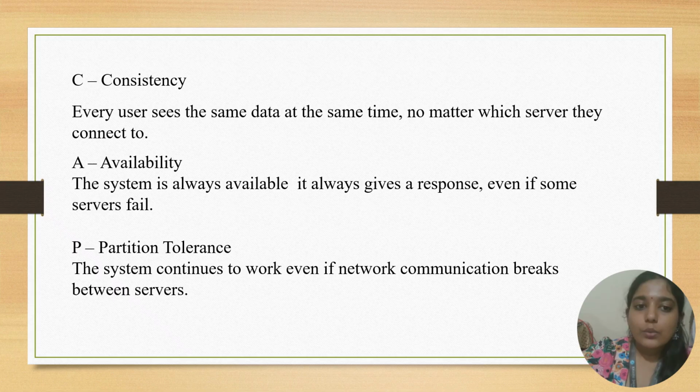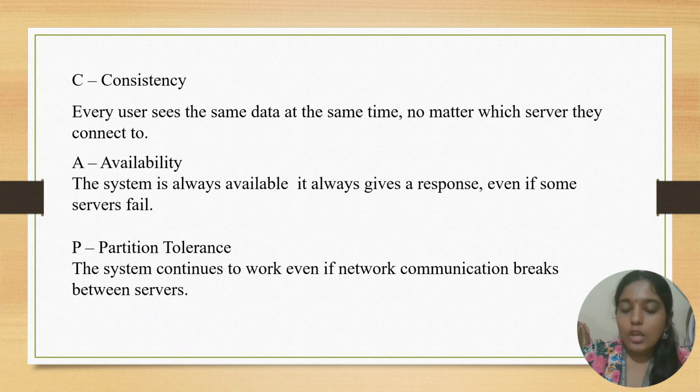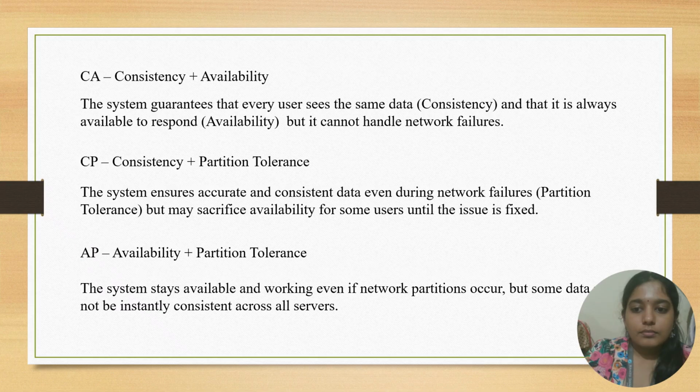Consistency is that every user sees the same data no matter which server they are connected to. Availability is that even if there is a network failure, the system will always give a response. The system will always be available for the user. Partition tolerance is that the system continues to work even if communication breaks between the servers. So now if there is a system failure, only any two of these three properties can be used. That is consistency plus availability, consistency plus partition tolerance, or availability plus partition tolerance.